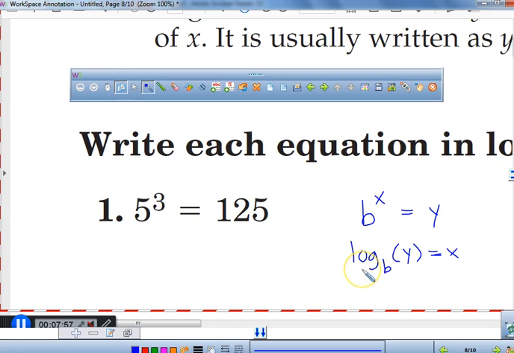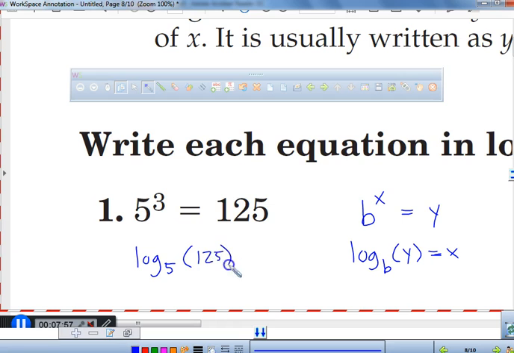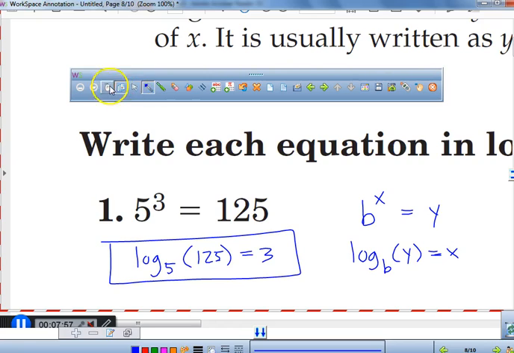Who wants to tackle this one? Be famous. Oh, Brooklyn, go ahead. Log base 5, I agree, parentheses 125 equals 3. You're absolutely correct. Great job. That's what I want you to do on the first 6 problems. Just change it from one form to the next. Good luck. You want to do the next one real quick?